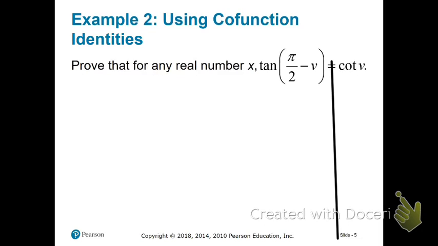The only two things we know dealing with the difference formula is sine and cosine, by the way. So what do we know about tangent in terms of those? Tangent is sine over cosine. So we can rewrite this as sine of pi over 2 minus v over cosine of pi over 2 minus v. And then we're going to use our formulas and put them over each other.